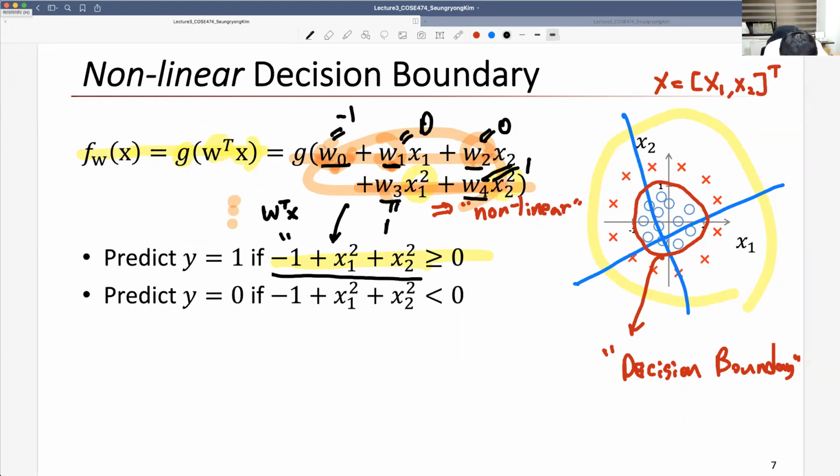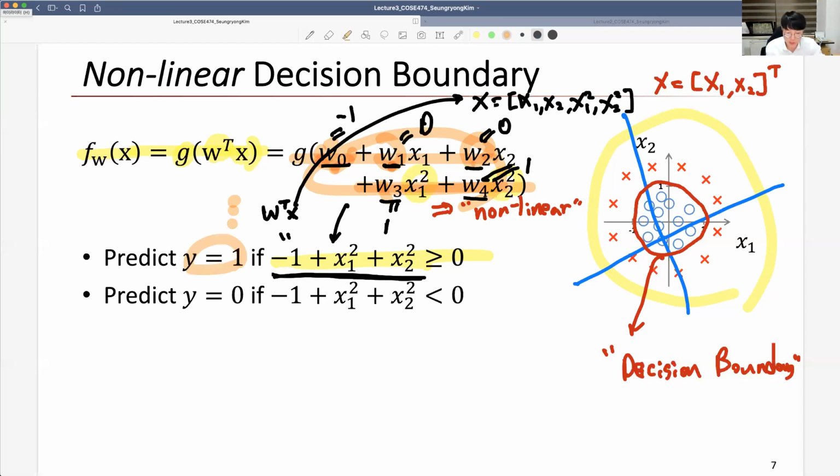In this case, x is going to be x1, x2, x1 square, x2 square, right? And in here, if -1 plus x1 square plus x2 square is larger than or equal to 0, then we can predict the output yn is equal to 1. Or if this term is smaller than 0, then the output yn is equal to 0.